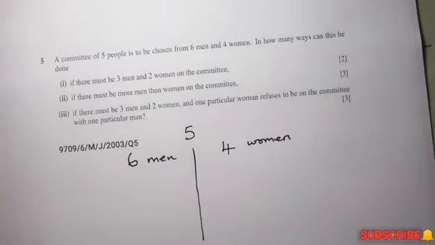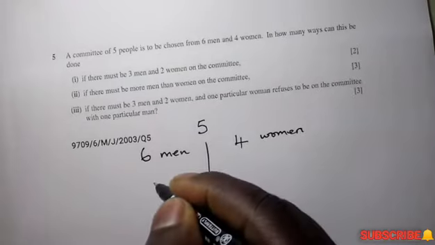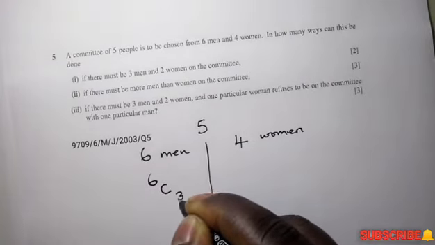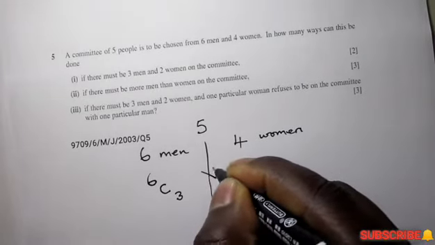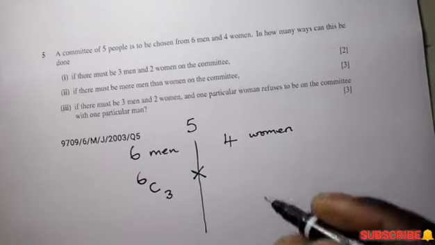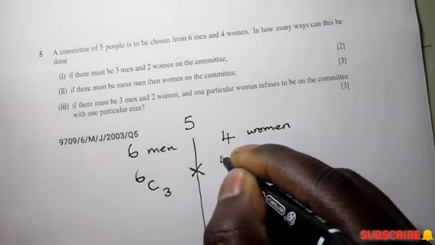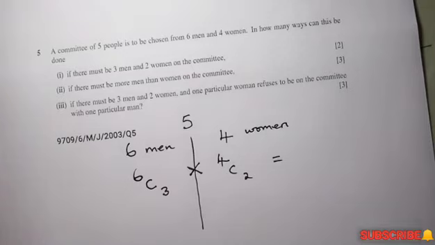If there must be 3 men and 2 women on the committee, 2 marks. So it means in the committee of 5, we need 3 men and 2 women. So I'm going to choose 3 men from the 6. You write 6 combination of 3, or 6 choose 3. Then on this boundary line, you put a multiplication sign. Then we are going to choose 2 women from the 4 women, so you write 4 combination of 2. Then you multiply the left combination and the right combination so that you get your answer.